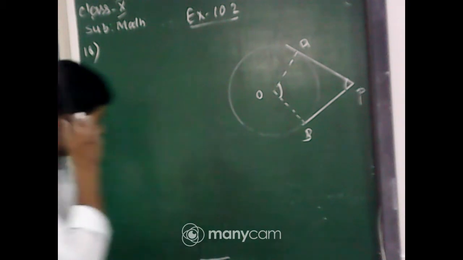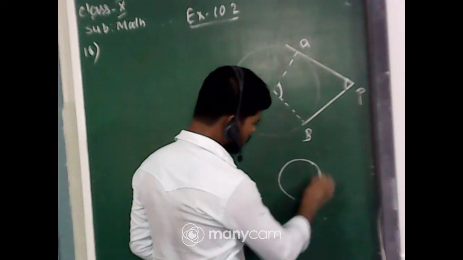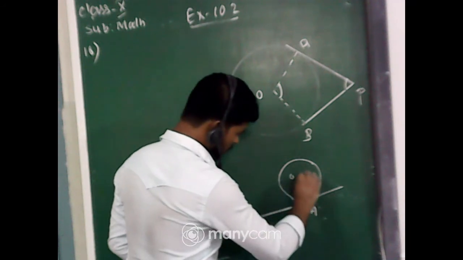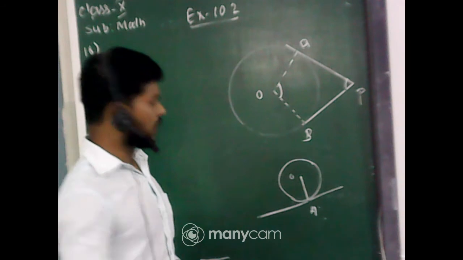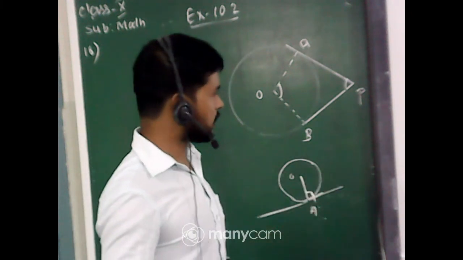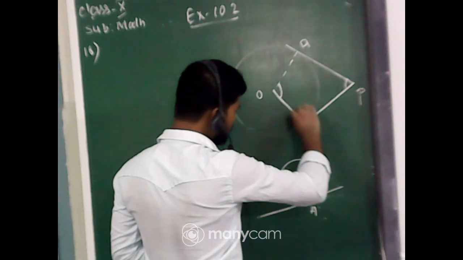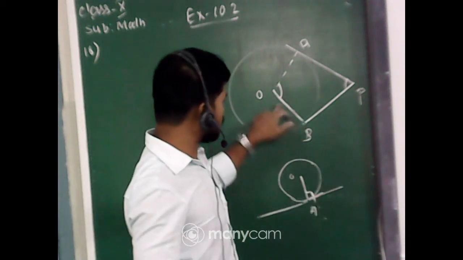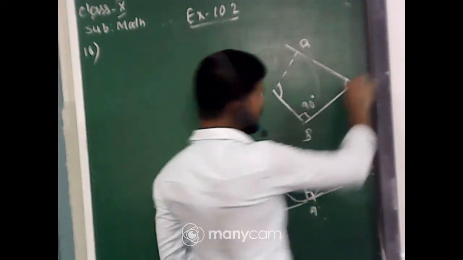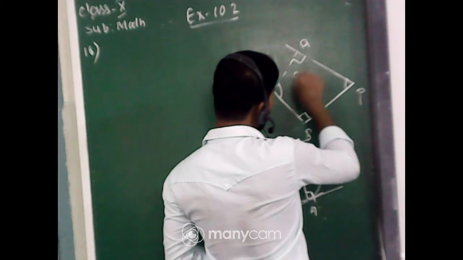Okay, now how can we prove it? Now look, we know a theorem that if we consider a circle with center O, and let this be a tangent at any point A, and the radius through the point of contact, then the angle between the tangent and the radius is 90 degrees. Now look, from the point P we have drawn a tangent PB, and OB is the radius through the point of contact. So obviously this angle must be 90 degrees. Similarly, PA is the tangent and AO is the radius through the point of contact, so this angle will also be 90 degrees.